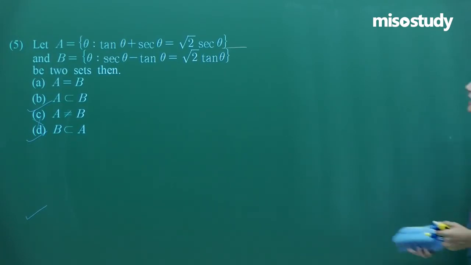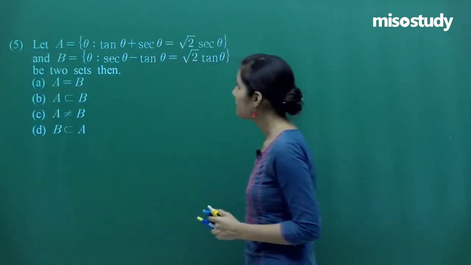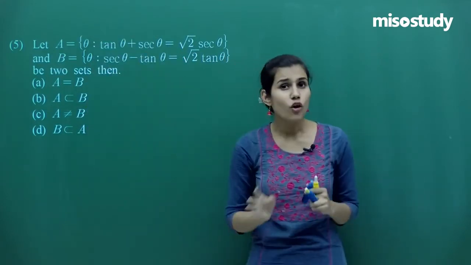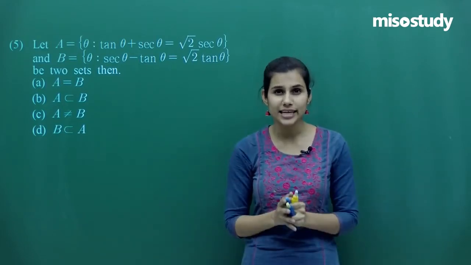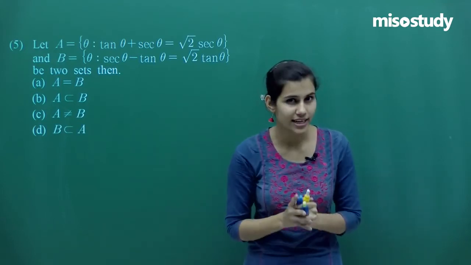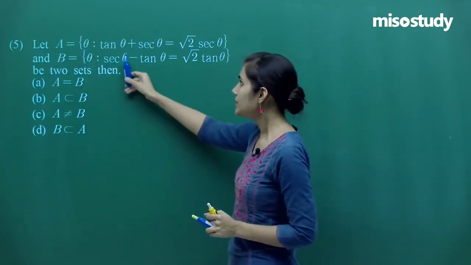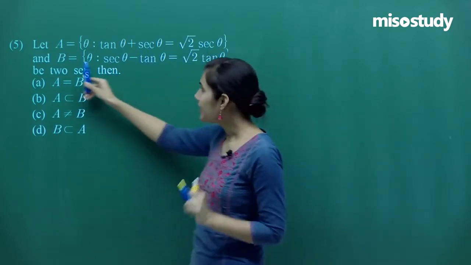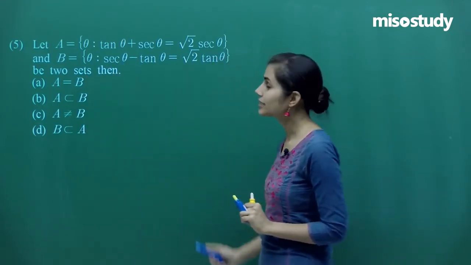This question is giving us two distinct sets, and we have to discuss the relationship between these two sets. I have already told you that when you have to establish a relationship between two sets, you have to basically discuss how the members of both the sets are interacting. Therefore, set A is given to you to be all those thetas such that tan theta plus sec theta is root 2 sec theta. And B is given to be all those theta such that sec theta minus tan theta is root 2 tan theta.